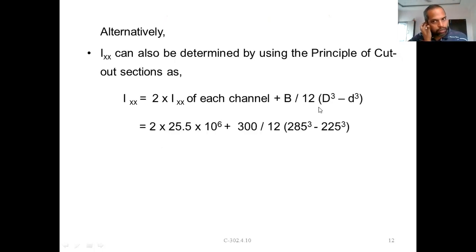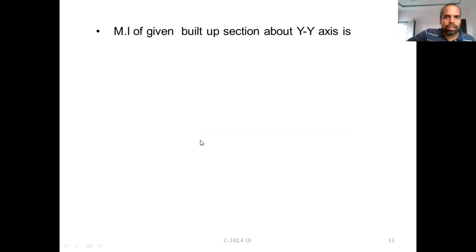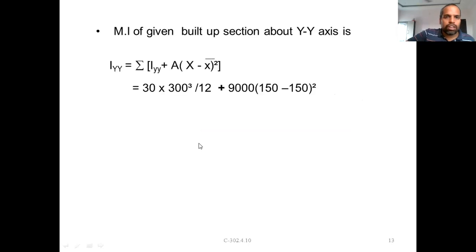2 into intersection into BDQ by 12 minus BDQ by 12. Of course, this is a little bit of an advanced stage. So in the initial stages, it is better not to use this one, so unnecessarily you may get confused. When you are familiar with the moment of inertia calculation with the basic procedure, then you can go with that procedure.